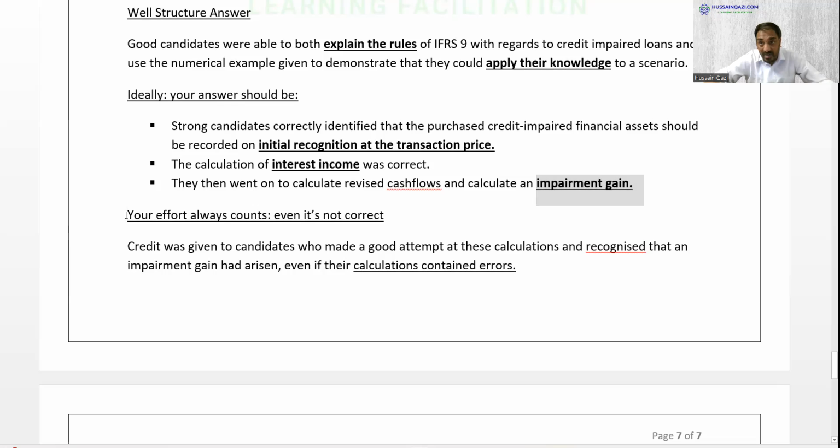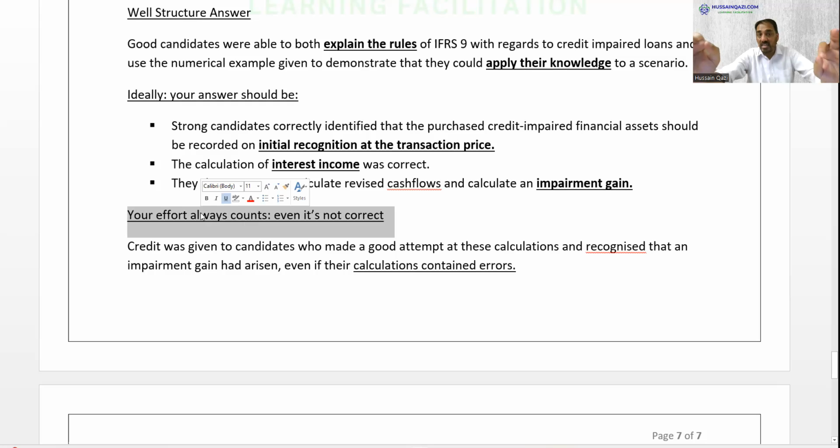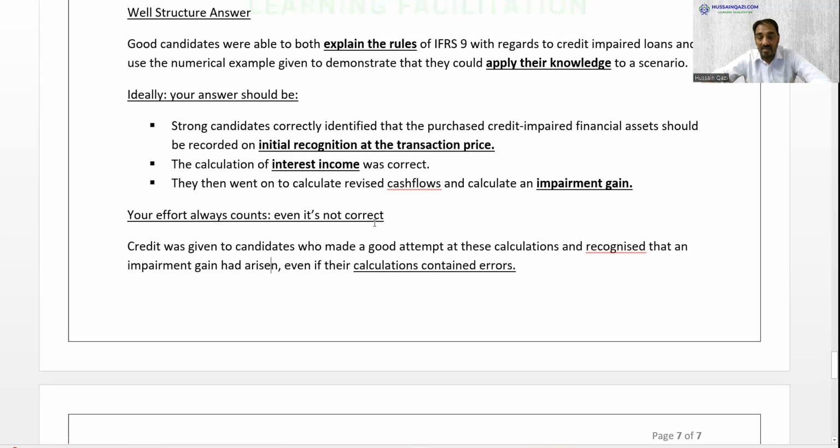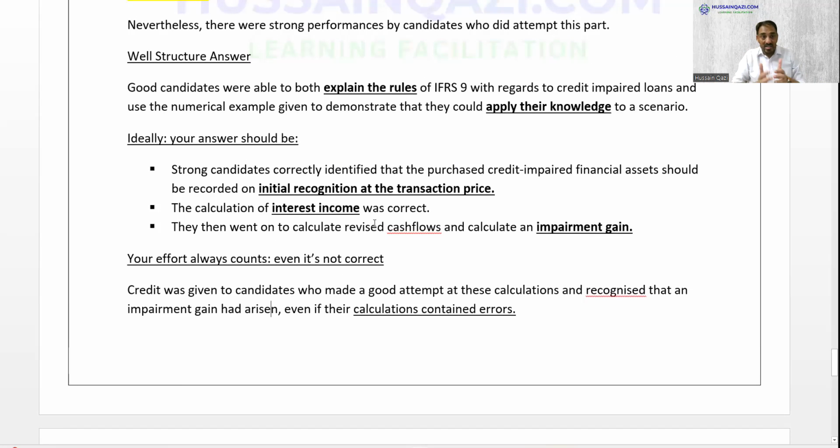This is the point. Examiner comment: your efforts always count, even if it's not correct. Credit was given to candidates who made a good attempt at this calculation and recognized that impairment gain had arisen, even if the calculations contain errors. The actual point is your roadmap, your path to attempt the question, irrespective of something right or wrong. Students, that is about part A.